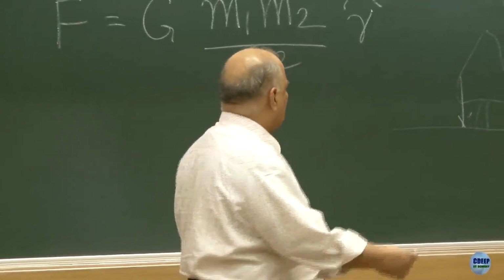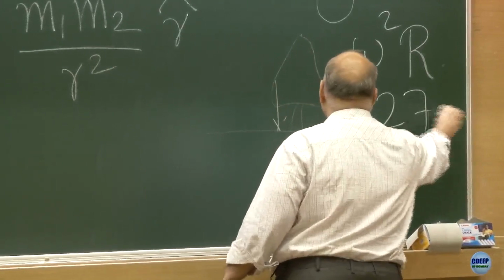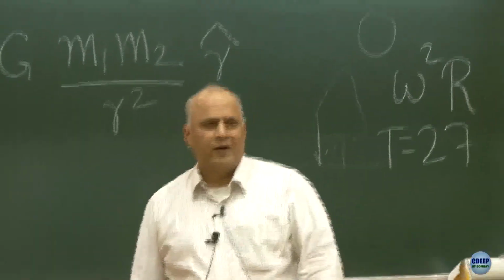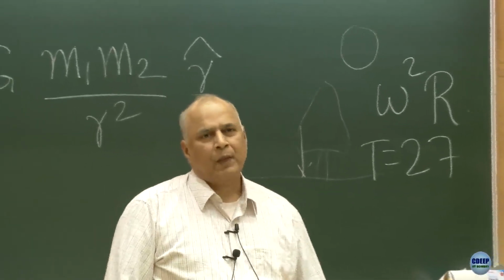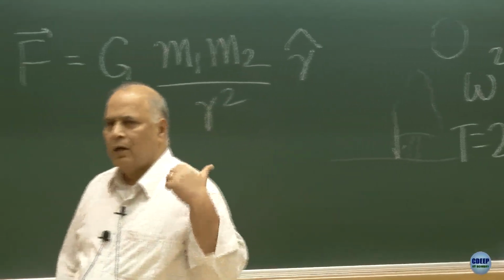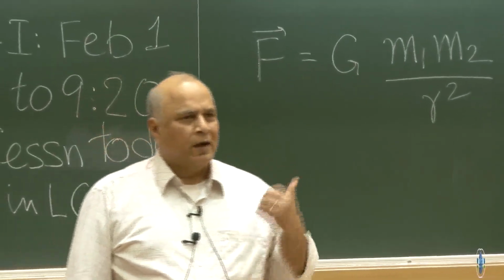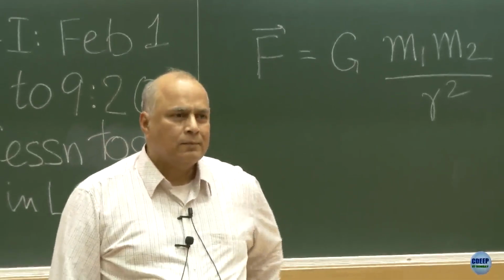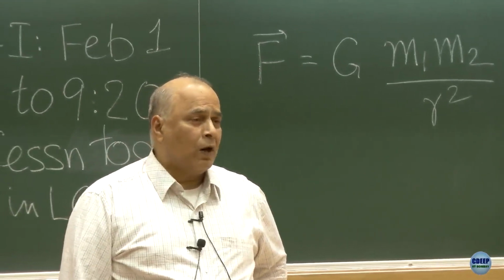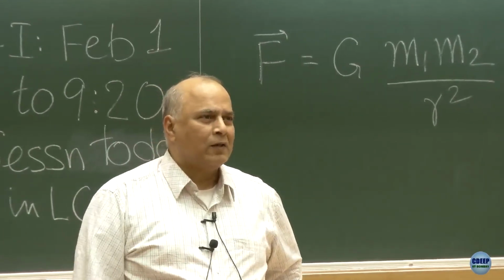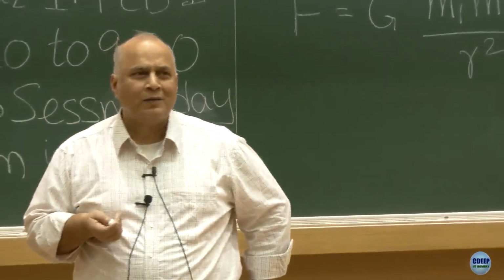And the T here is 27 days plus. And in Indian astronomy, is there a number 27 anywhere? What is that number? Where does that number come from? What is the number 27 in Indian astronomy?